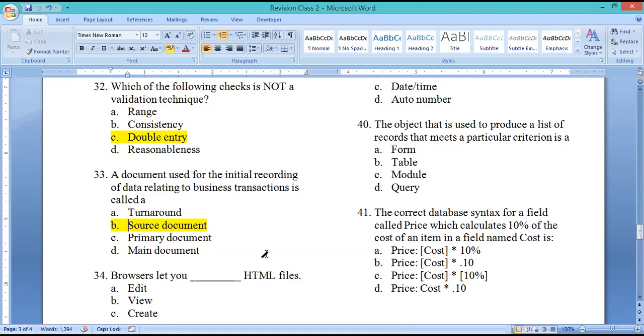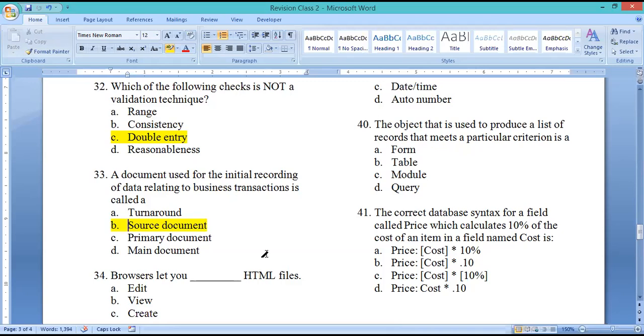Any kind of form would be a source document. When you go to a doctor's office and you get the form to fill out if it's your first time, that would be a source document. When you go to the bank and you fill out a withdrawal slip, source document. A turnaround document, no. That document is not the initial document.